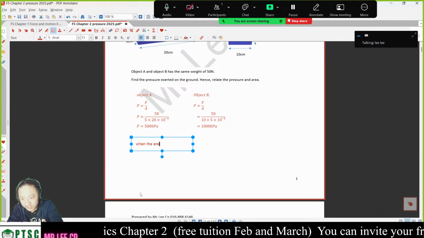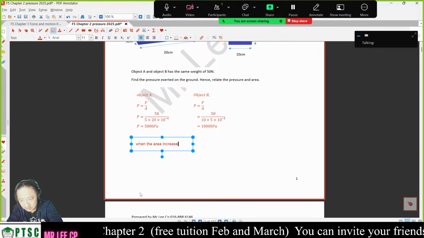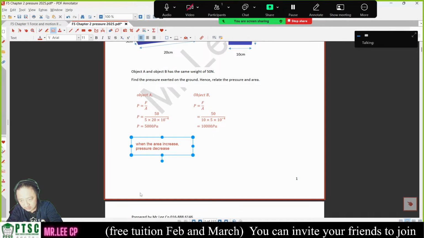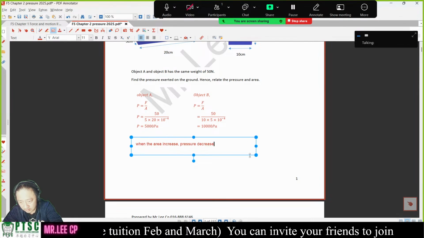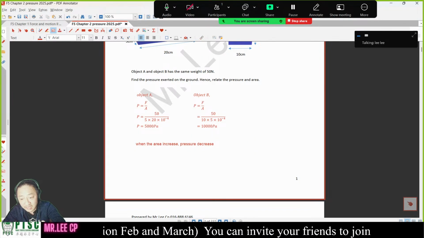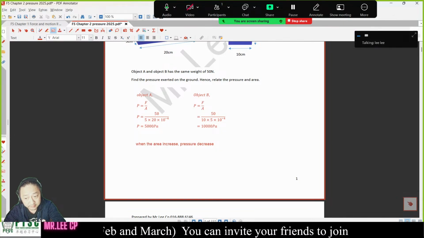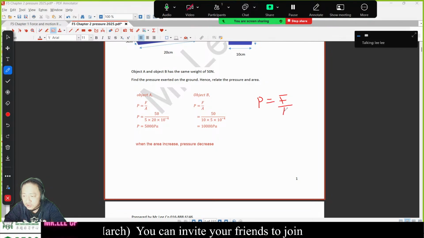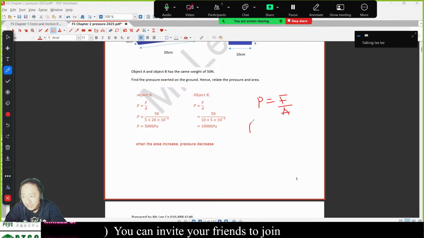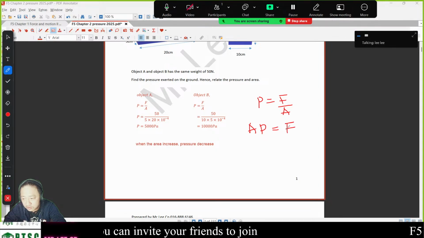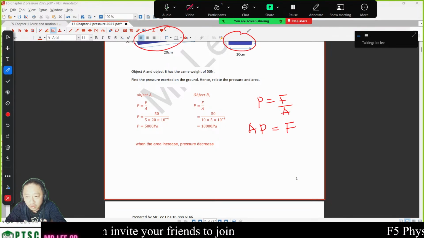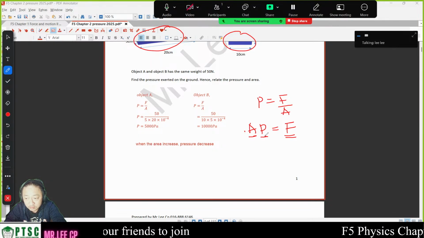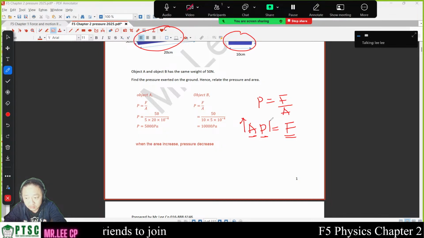When the area increases, pressure decreases. The bigger the area, the smaller the pressure. So why? Okay, we look at the formula. Pressure is equal to force over area. I times the area upward: area times pressure is equal to my force. So this force and this force, it is the same. So when area is big, pressure is small.